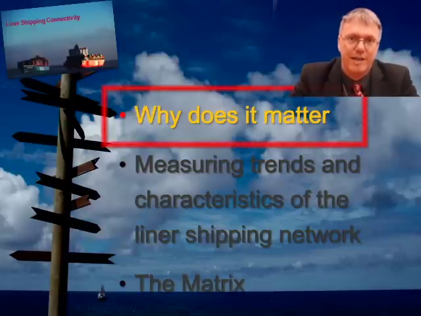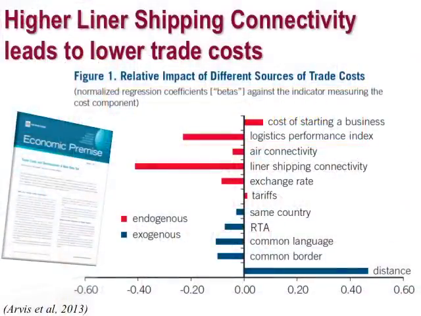Why does it matter? It has been shown that higher liner shipping connectivity leads to lower trade costs. On the screen, you see a chart from a World Bank study, Economic Premise, where you see the largest red bar is called liner shipping connectivity. It explains a very large part of trade costs as measured by the World Bank and ESCAP in this study. And the measure of liner shipping connectivity that was used in this study was actually UNCTAD's liner shipping connectivity index.